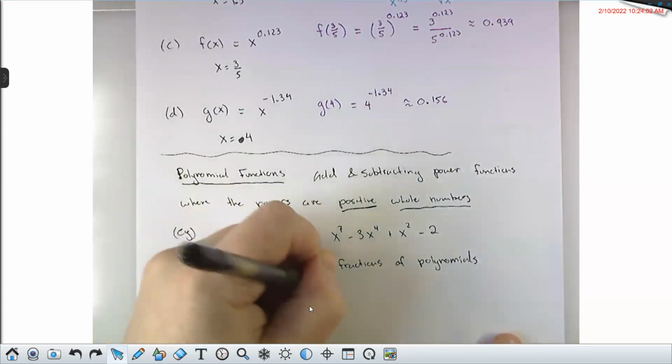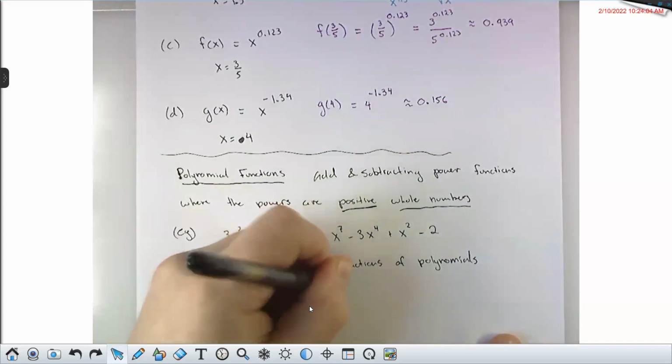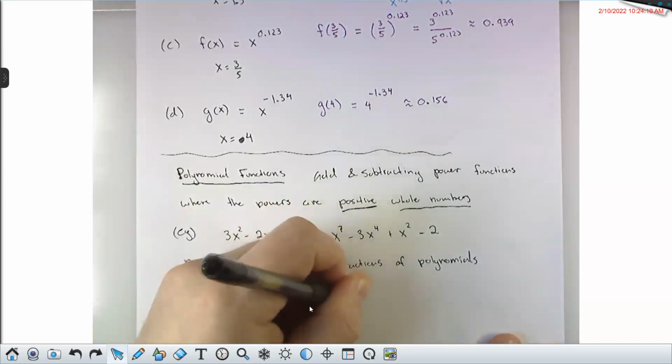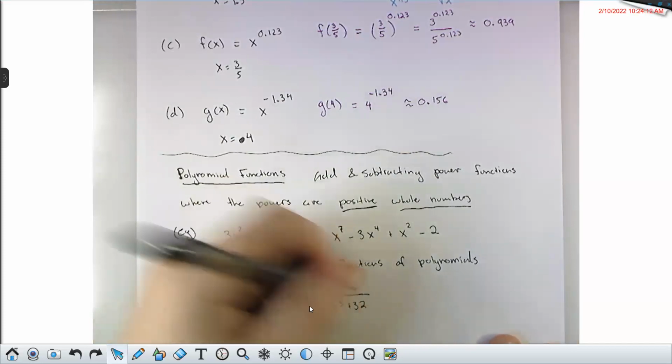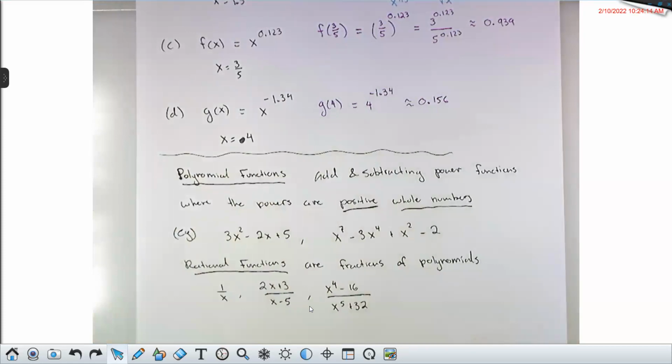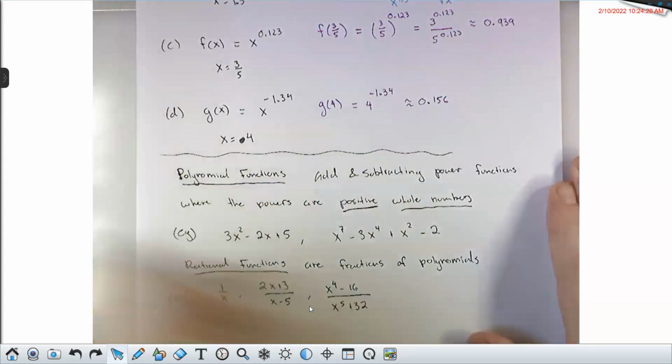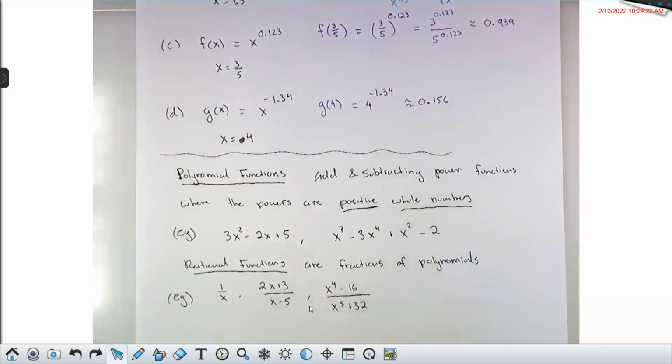And you can have more complicated stuff like x to the 4 minus 16 over x to the 5 plus 32. Anything like that, a fraction where the top and bottom are polynomials, would be a rational function. And each of those are families of functions that we're going to study in great detail down the road.